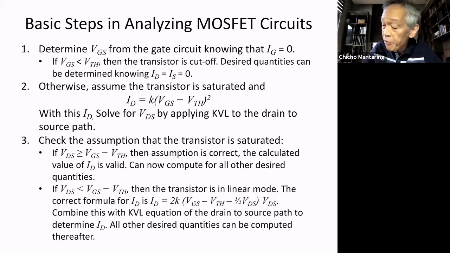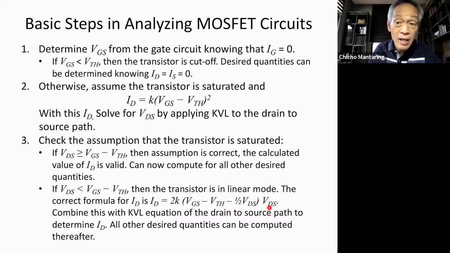So after solving for VDS, we just have to check our assumption. We compare VDS to VGS minus VTH. If we see that this is greater, then the assumption is correct. Yung kinompute nating ID using this formula is correct. If we see that it is less, then we know that the assumption is wrong. The transistor must be in linear mode. And this is the correct formula now for ID.